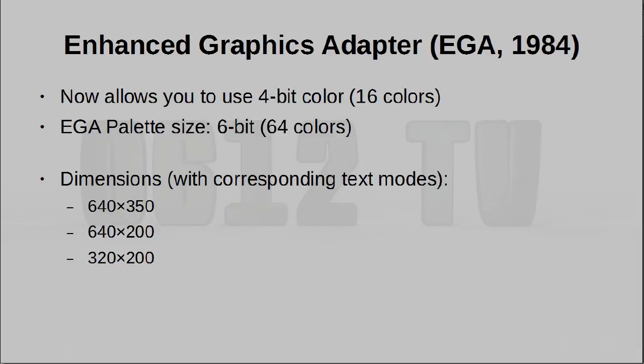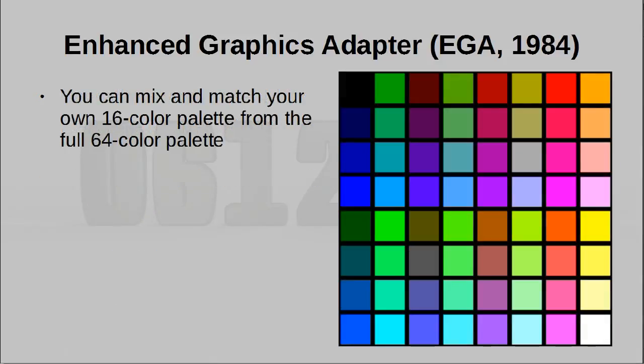You can now use 16 colors for almost all the different dimensions. What this means is you can have access to what is equivalent to the entire CGA palette at once. You can also make your own palette. EGA supports 64 different colors, and you can pick and choose any 16 for use at a single time.